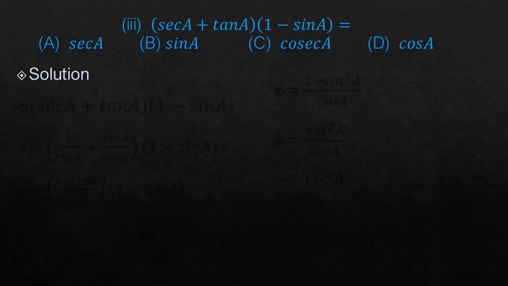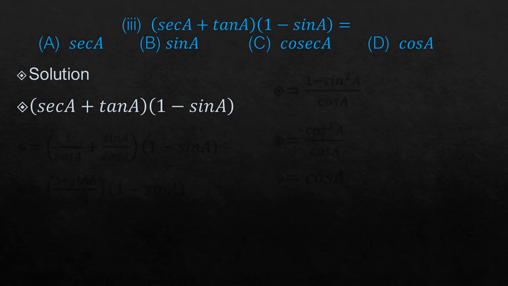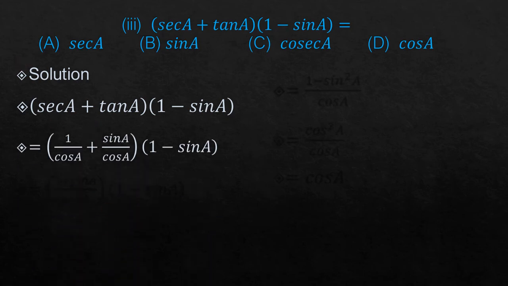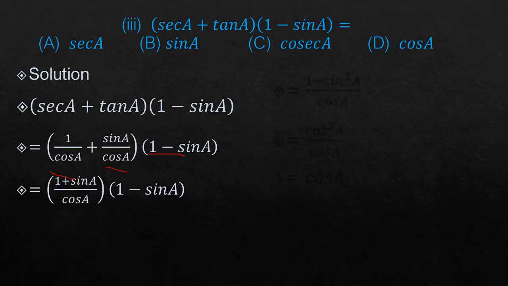So solve this. Secant A plus tan A in one bracket, in another bracket 1 minus sin A. Change secant and tan to sin and cos. You get secant A, that is 1 upon cos A, and tan A as plus sin A upon cos A, and here 1 minus sin A. So again by taking LCM you get cos A, and in the numerator you will get (1 plus sin A) into (1 minus sin A). Again here is your formula of (A plus B) into (A minus B), where A is 1 and B is sin A.